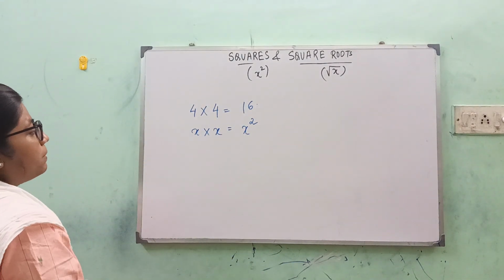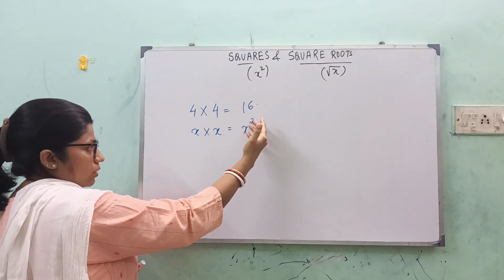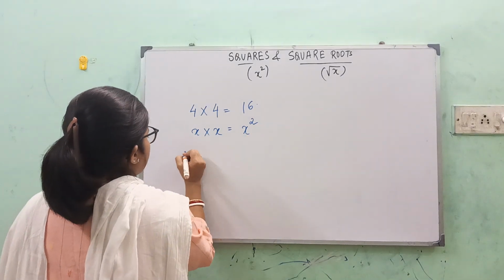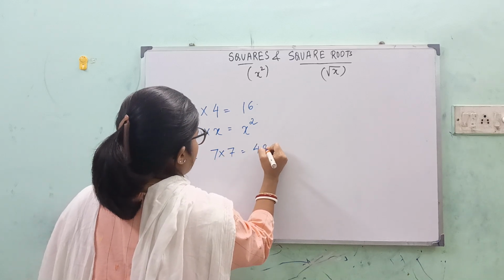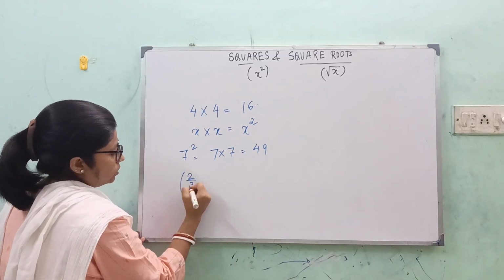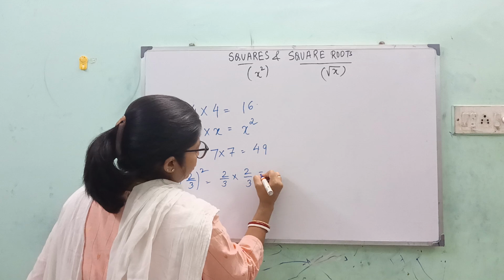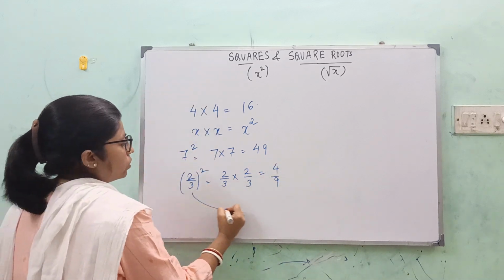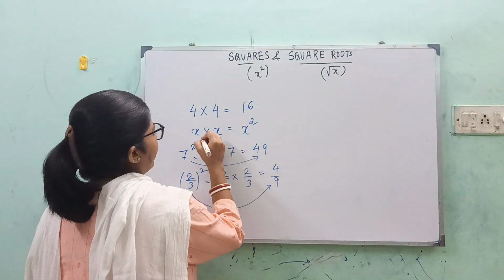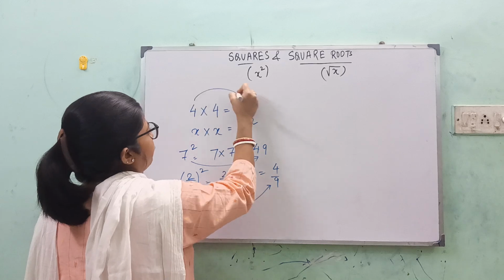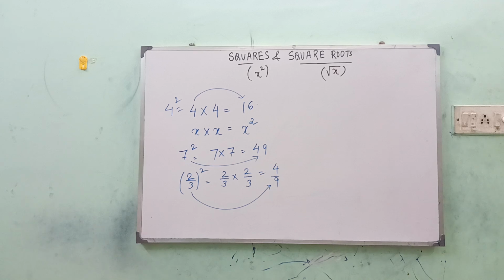So when a number is multiplied twice to itself, then we say the number is squared. Okay, so suppose I say 7 square, it means 7 into 7 and its value is 49. Say for an example 2 by 3. So the square of 2 by 3 would be 2 by 3 into 2 by 3, which is 4 by 9. So the square of 2 by 3 is 4 by 9. Square of 7 is 49. Square of x is x square. Square of 4 is 16. So this is squaring of a number.